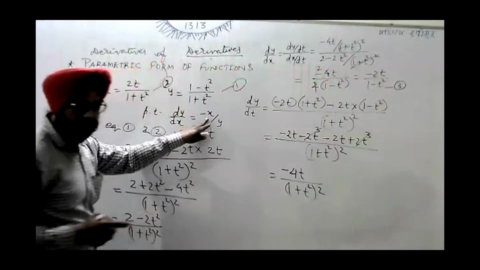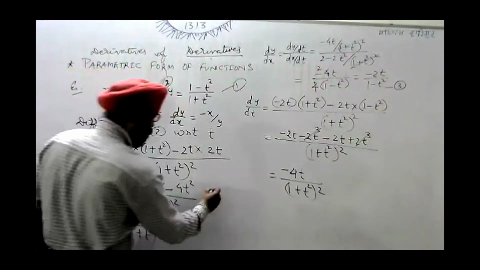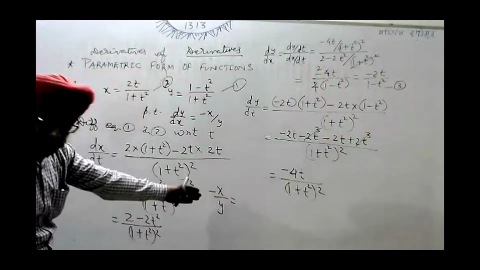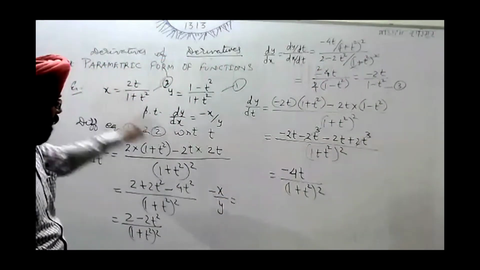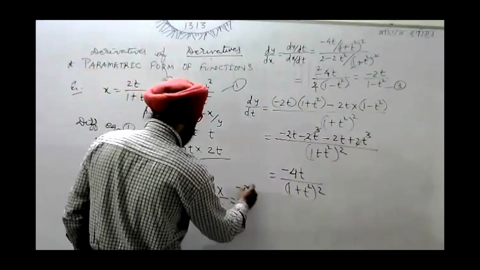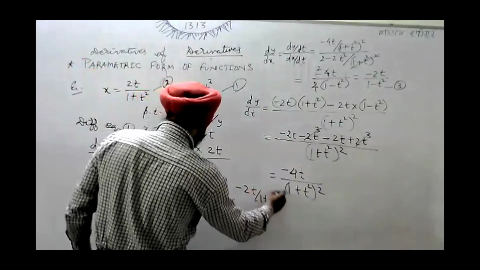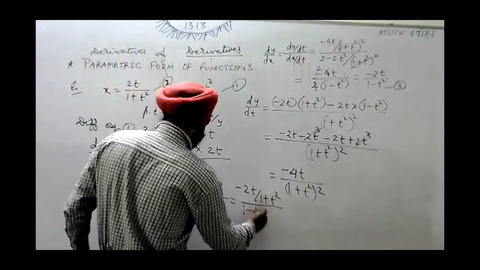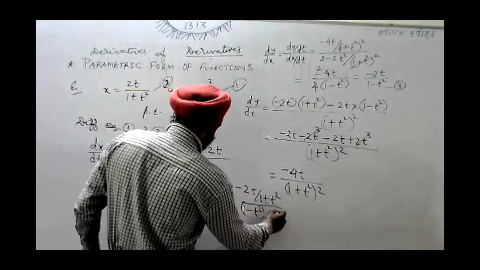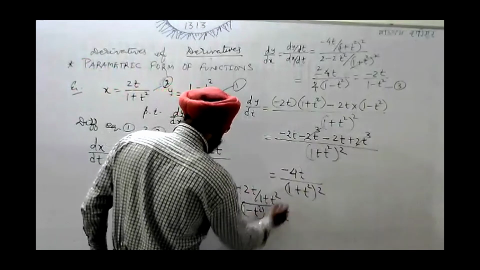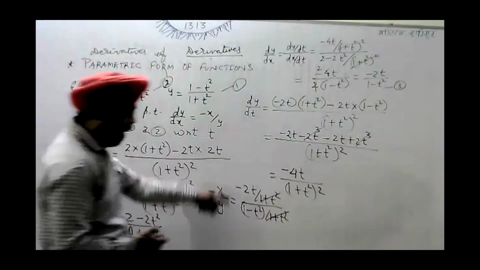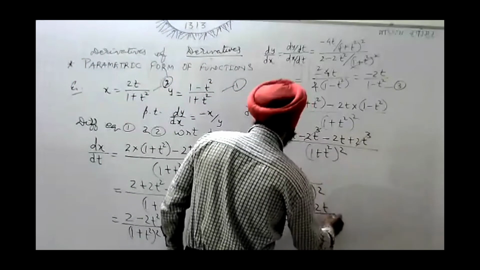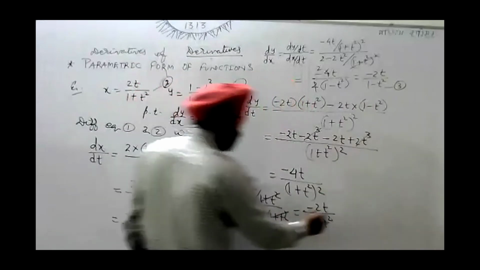Separately obtain the value of minus x upon y. Now we will find this value in terms of t. Value of x you substitute: minus 2t upon 1 plus t square. Check. Upon value of y, 1 minus t square upon 1 plus t square. So this will be cancelled out. What is left with us? Minus 2t upon 1 minus t square. Compare, are they equal? 3 and 4.